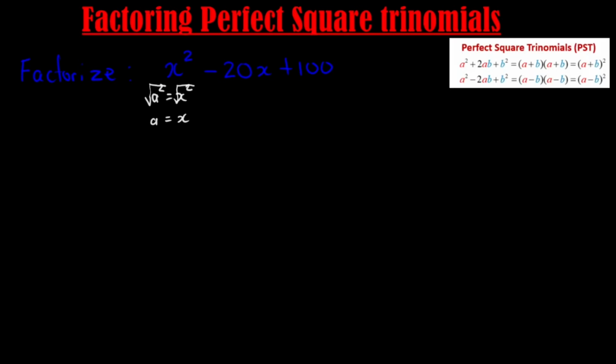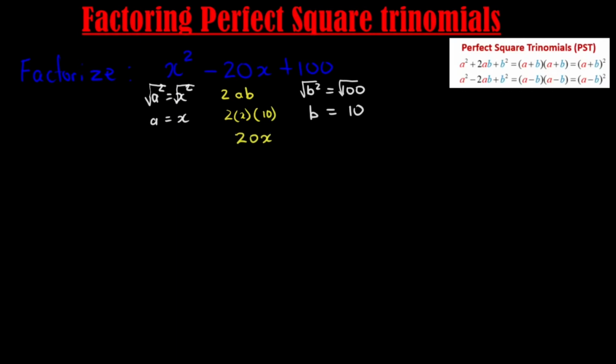Let's check our 100. b squared is equal to 100. If we find the square root of both, b is equal to the square root of 100, which is 10. So 100 is also a perfect square. Let us check our middle term. It should be twice the product of a and b. a is x, so it's 2 times x, and b is 10, so times 10. 2 times x is 2x, and 2x times 10 gives us 20x.